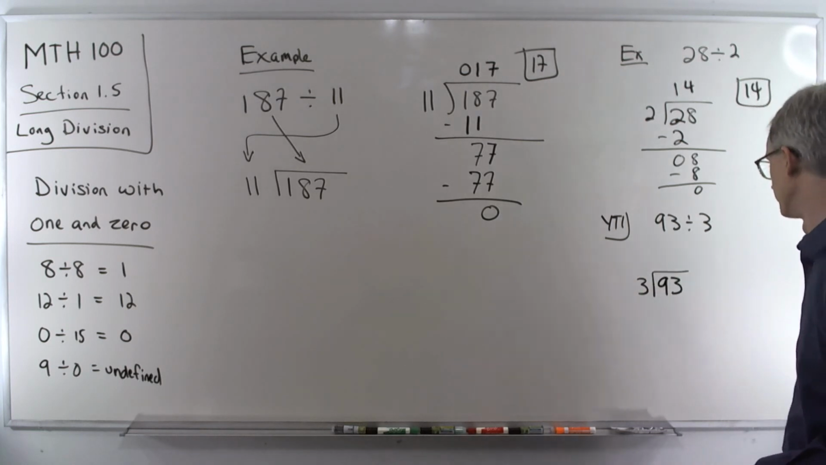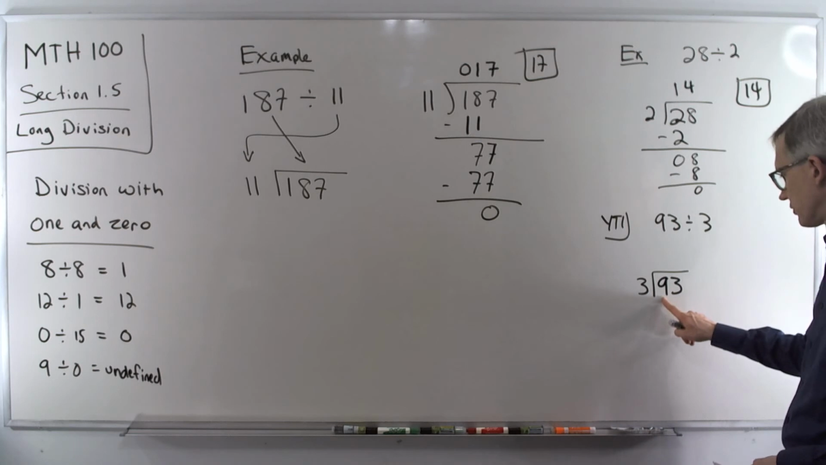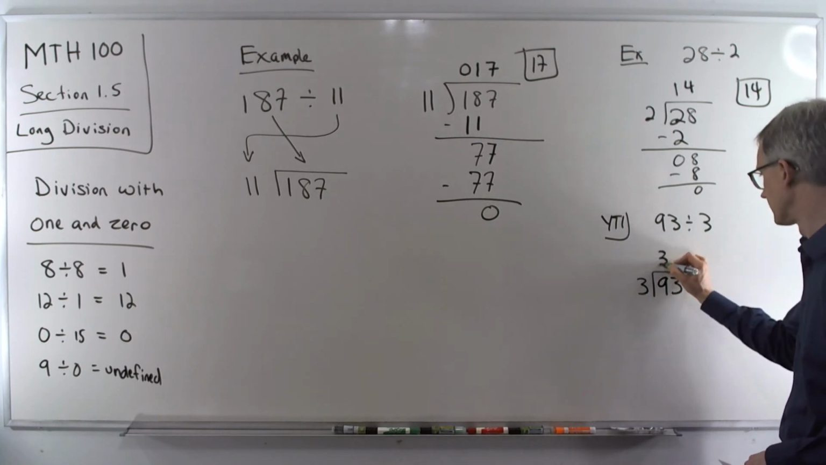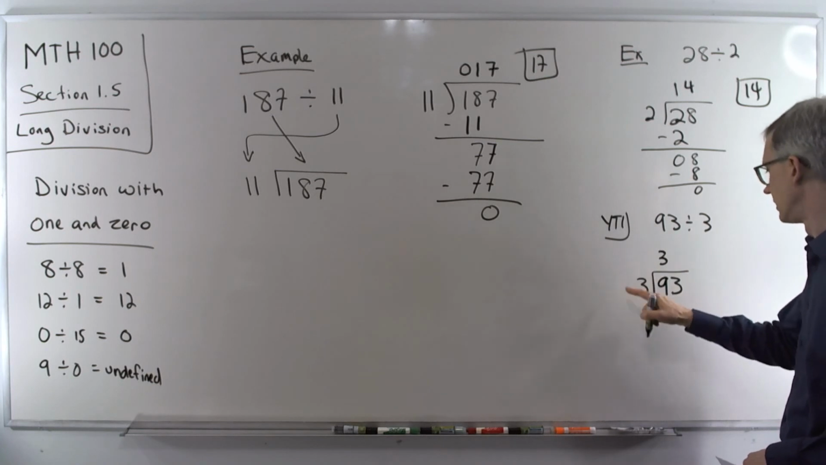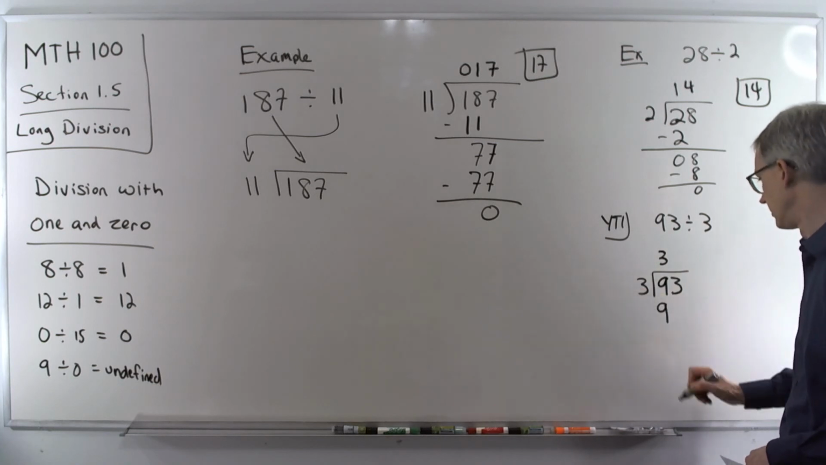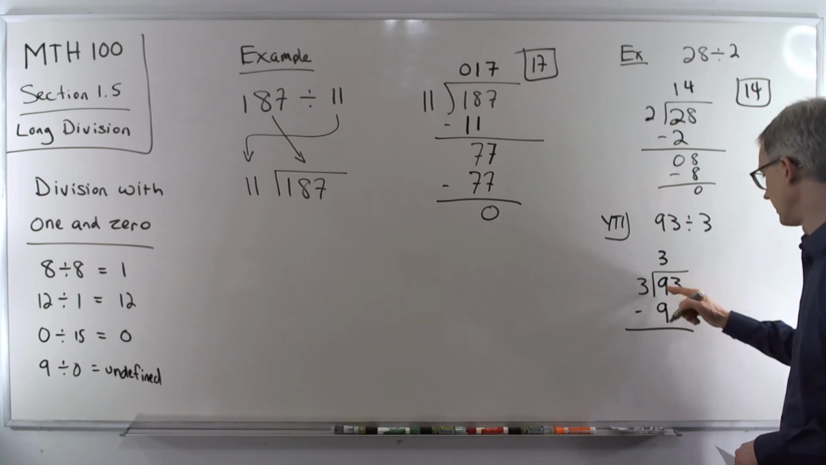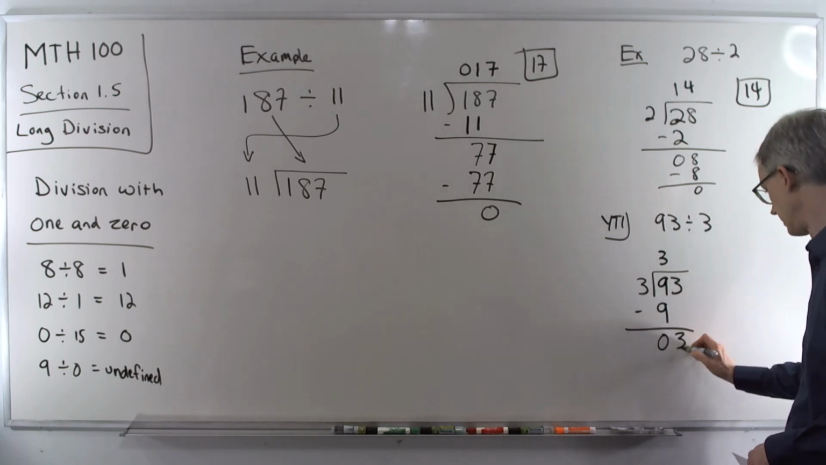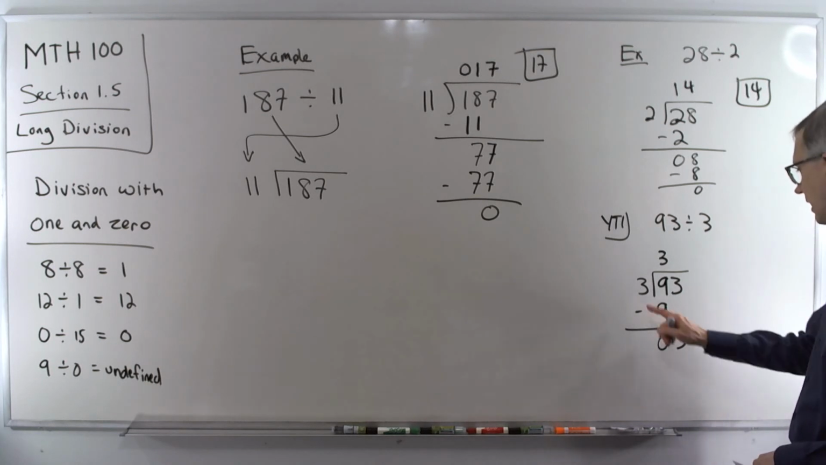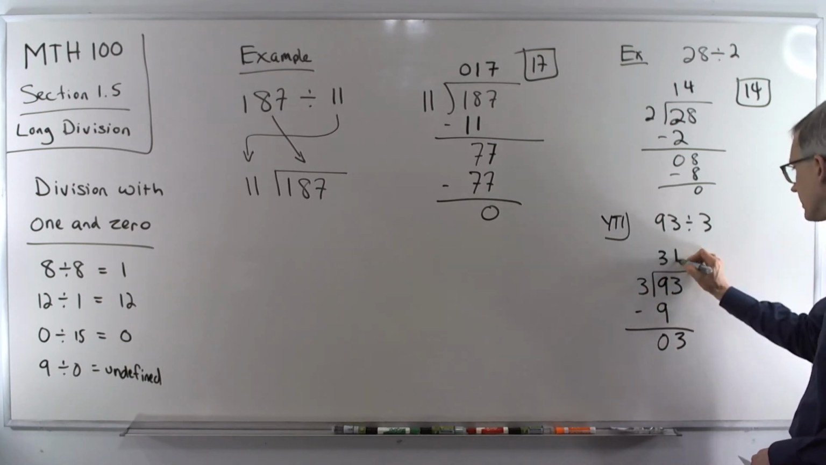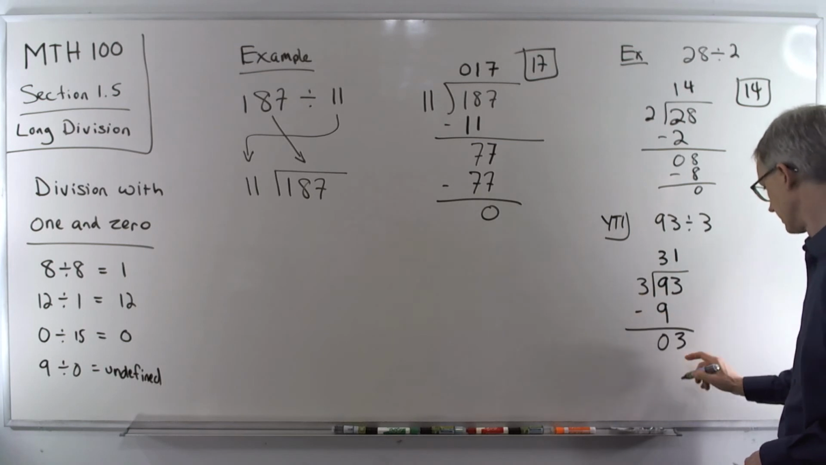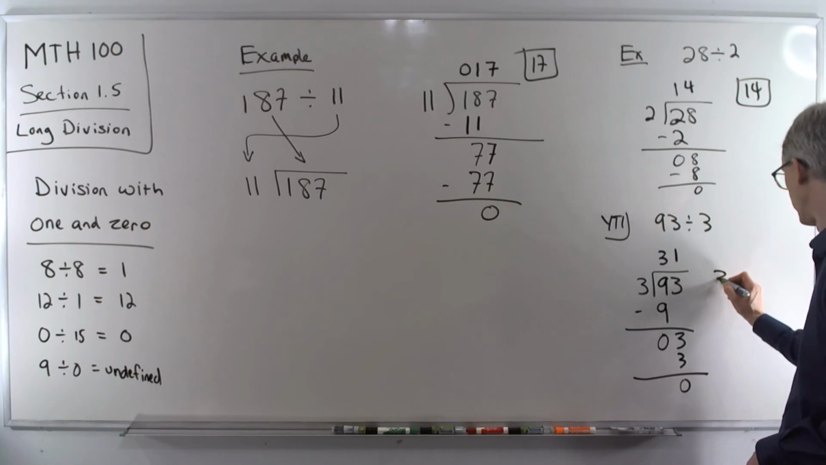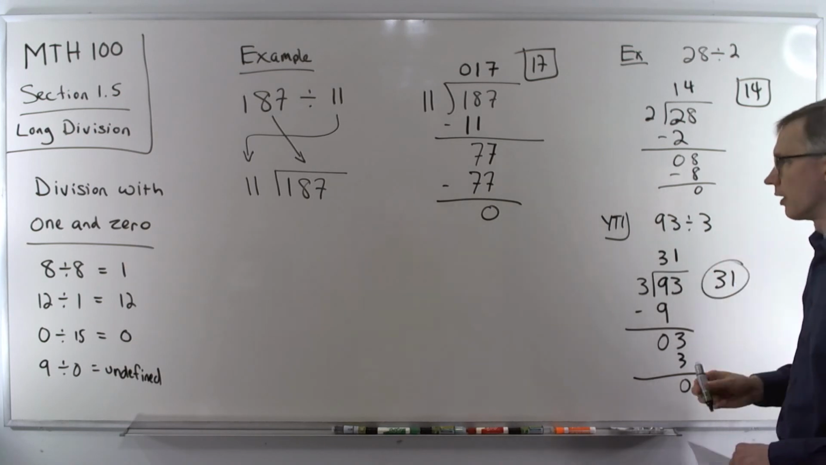93 divided by 3. All right, I'm going to look at the first digit now. How many times does 3 go into 9? That is 3 times. So 3 times 3 gives us a 9 down here. And now we subtract. 9 minus 9 is 0. And now we can bring down the 3 and start the next cycle. How many times does 3 go into 3? That is 1 time. 1 times 3 is 3. Subtract to get 0. And we have an answer of 31.